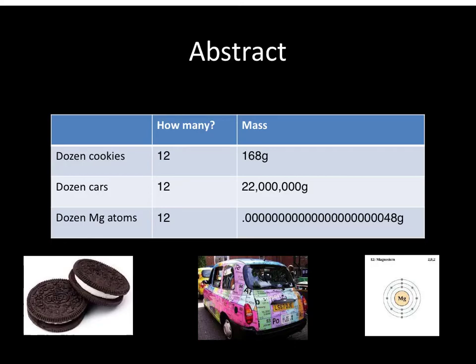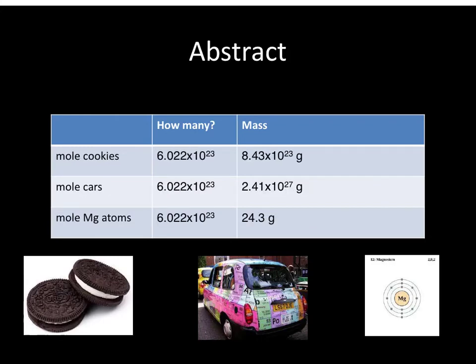Now, the kind of stumbling block that students run into is they say, wait a minute, you've got 12 of both. They should weigh the same then. If you've got 12 of this and 12 of that, 12 is the same number, and so the mass should be identical. No, the mass isn't identical because the mass per piece is different. And so a dozen cookies would weigh less than a dozen cars. A mole is the same way.